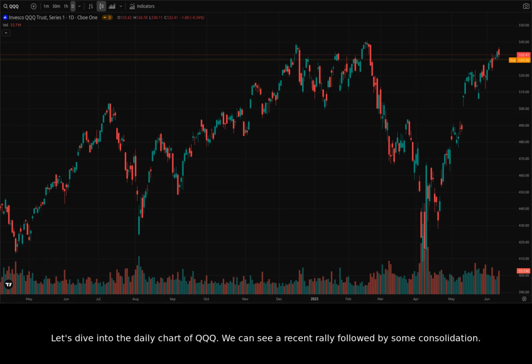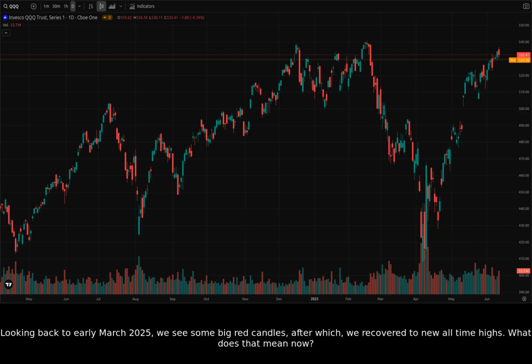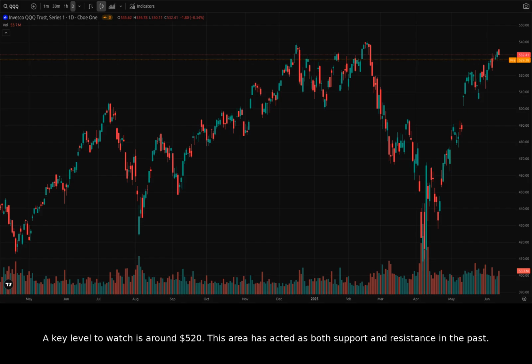Let's dive into the daily chart of QQQ. We can see a recent rally followed by some consolidation. Looking back to early March 2025, we see some big red candles, after which we recovered to new all-time highs. What does that mean now? A key level to watch is around $520. This area has acted as both support and resistance in the past.